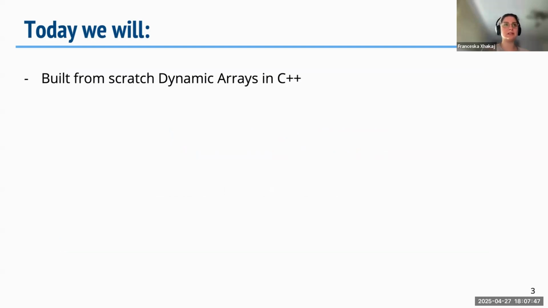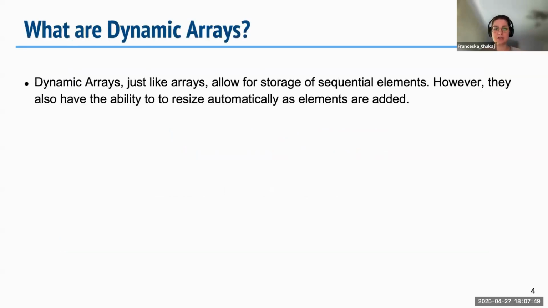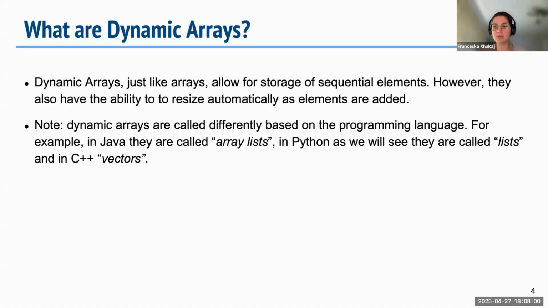Very quick reminder from last time, what are dynamic arrays? They're just like fixed size arrays, but they allow us to expand, to grow dynamically, to resize dynamically as elements are added. Reminder that dynamic arrays are called differently depending on the programming language you're working with. In C++, they're called vectors. And for the purposes of this course, I will just call them dynamic arrays.